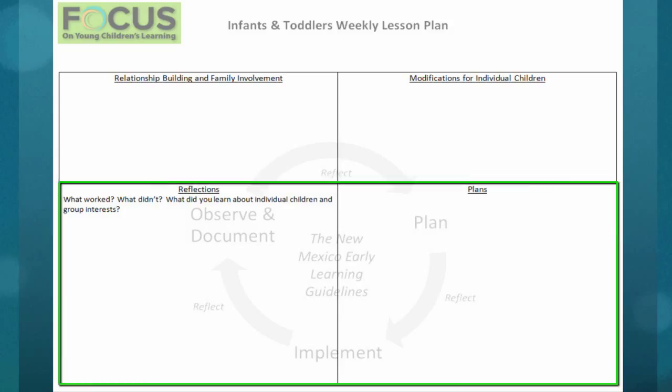The bottom 2 boxes are filled in after the planned lesson frame is over, or at the end of the teaching week. The reflection and plans boxes allow the educators in the classroom to reflect on what worked and what didn't and why, and anything else they noticed about individual children and/or group interests. This reflection and planning should include all of the educators in the classroom and hopefully occurs during a scheduled planning time when they are away from children.